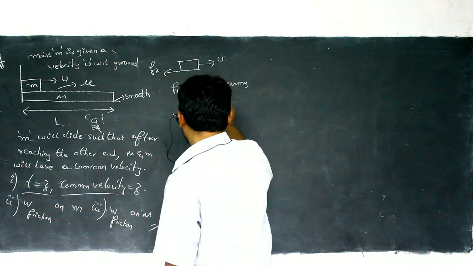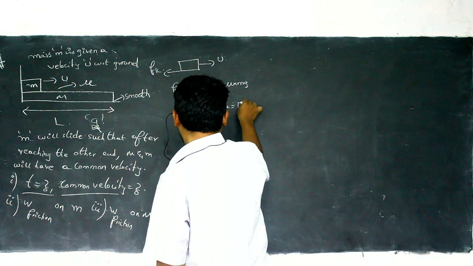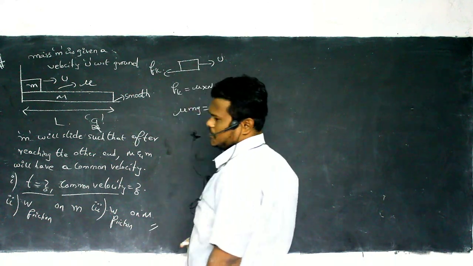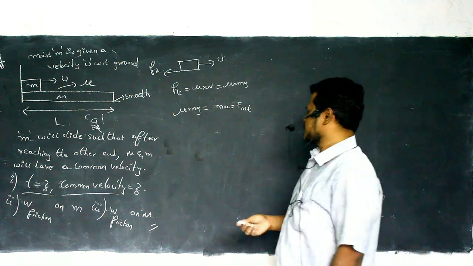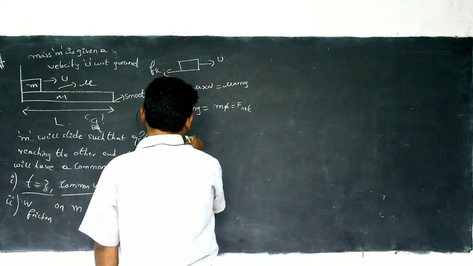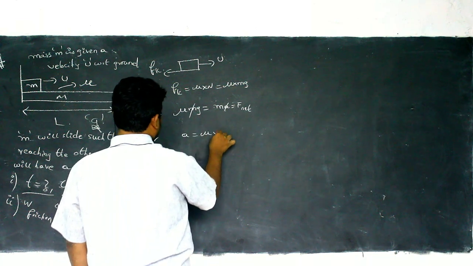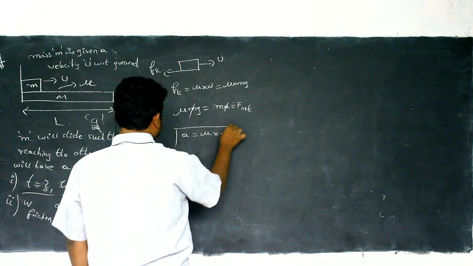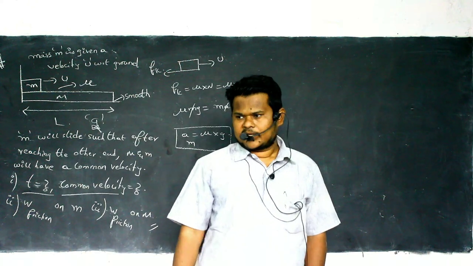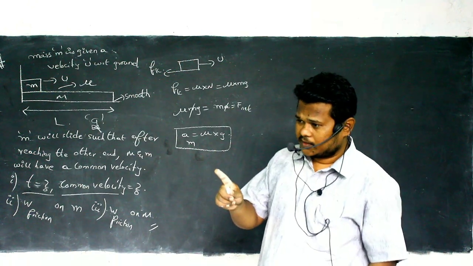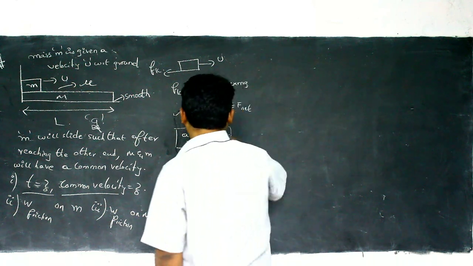So this mu mg will become the net force. Mu mg becomes F net. F net formula? Mass into acceleration. So cancel these two. Then what is the acceleration produced? Mu into g. So this is the acceleration of small m. Clear? Acceleration of only small m. Okay.